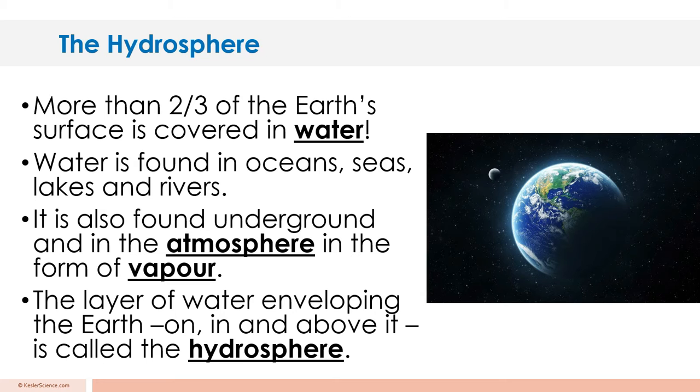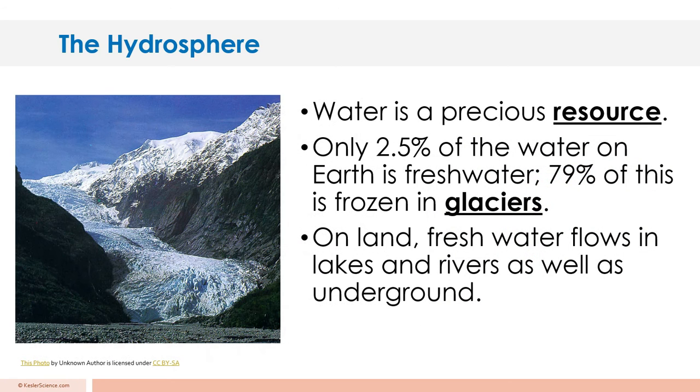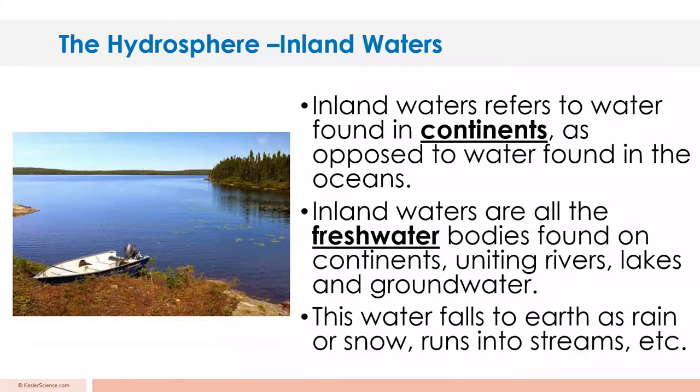Alright, let's keep going. Water is a precious resource. Only 2.5% of the water on Earth is fresh water, and 79% of this is frozen in glaciers. You'll see over here we have a picture of one. On land, fresh water flows in lakes and rivers as well as underground. Inland waters refer to water found in continents as opposed to water found in the oceans.